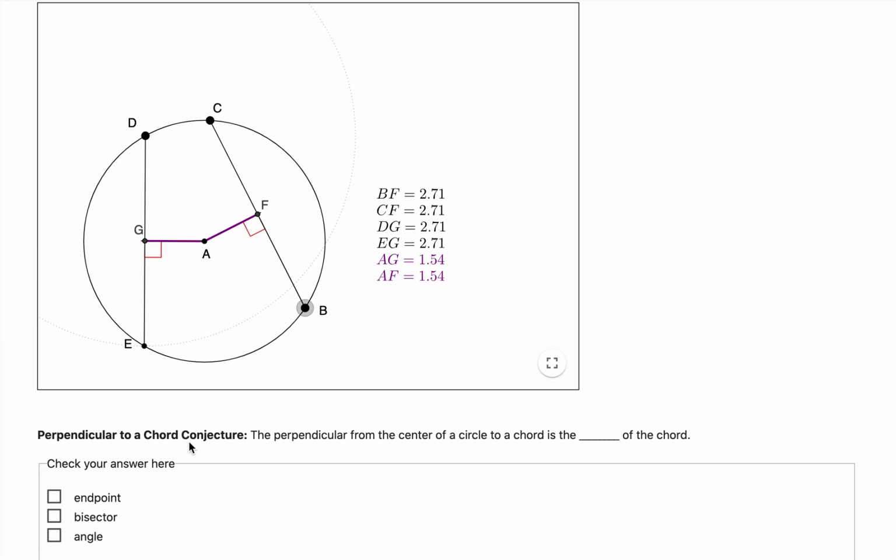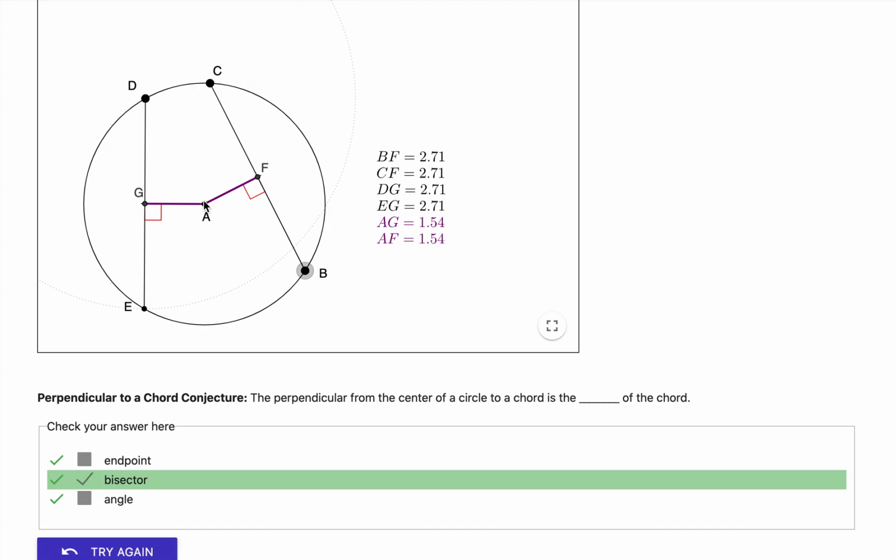The perpendicular to a chord conjecture. We have this purple line that is a perpendicular to a chord. The perpendicular from the center of a circle to a chord is the blank of the chord. Is it the end point of the chord? Is it the bisector of the chord? Or is it the angle of the chord? It is going to be the bisector of the chord.